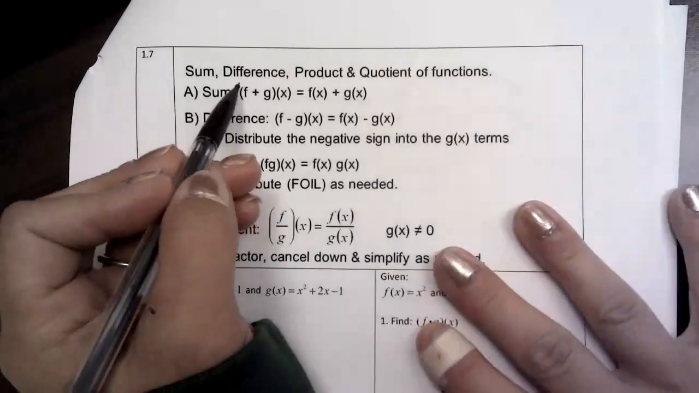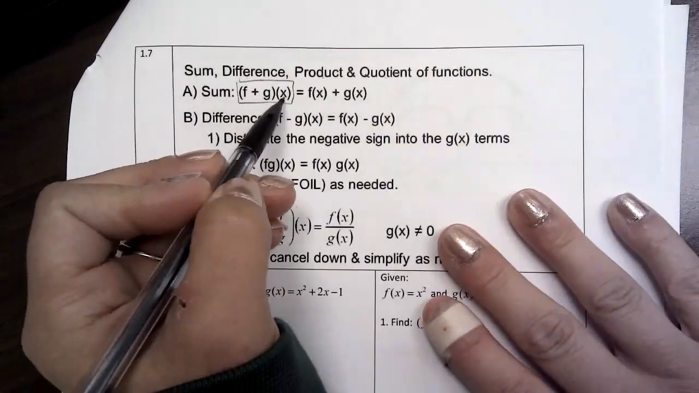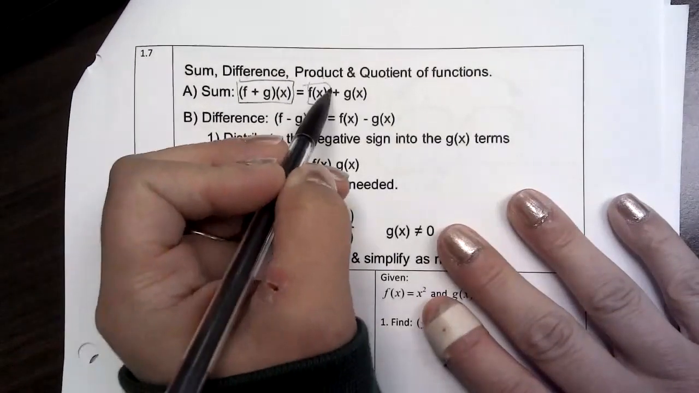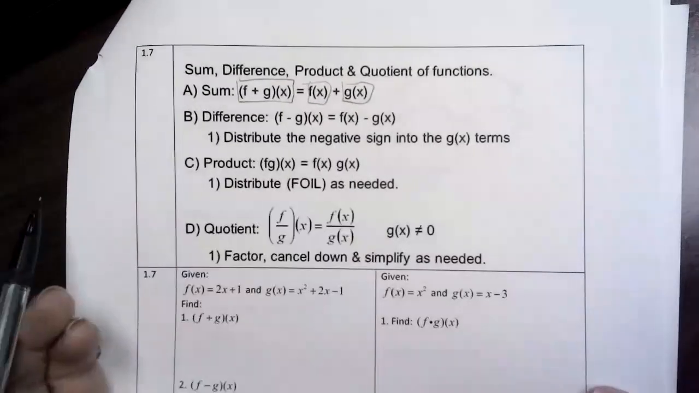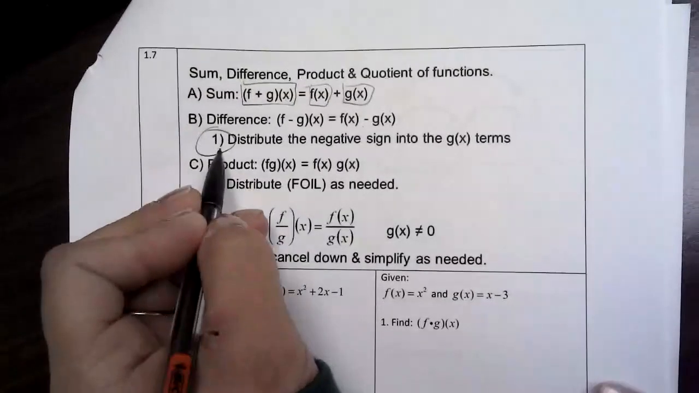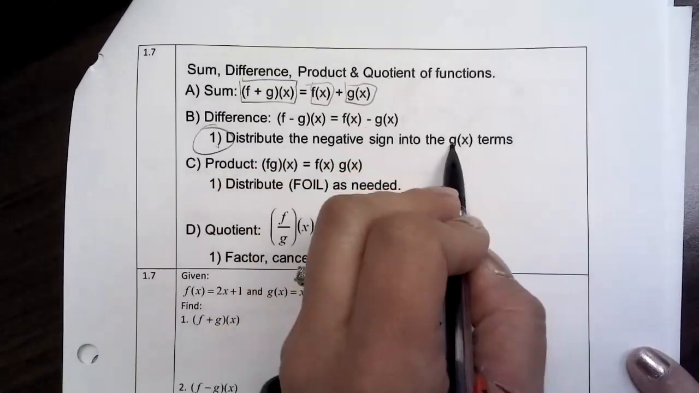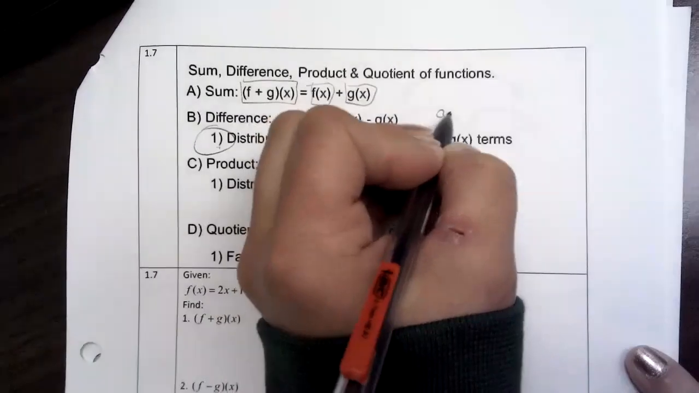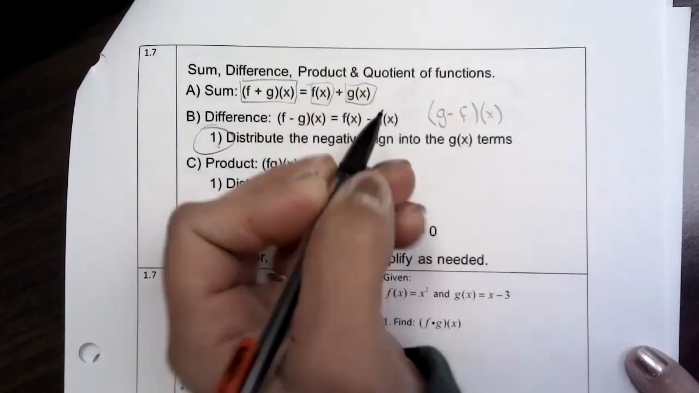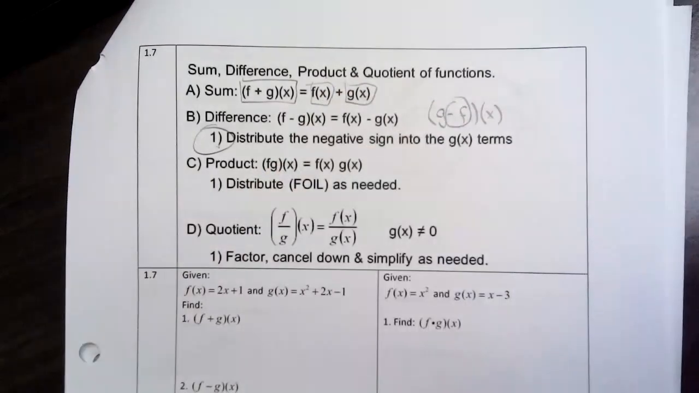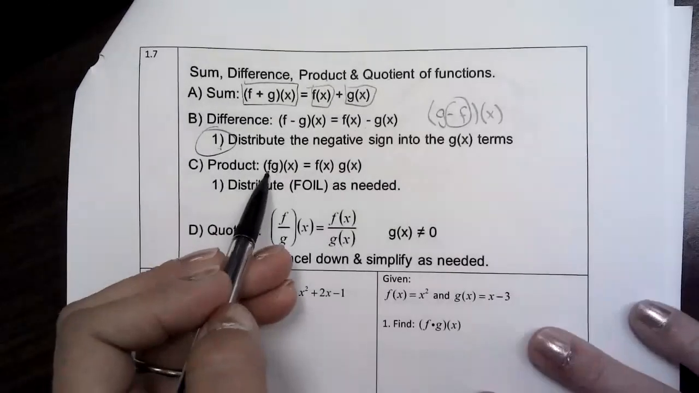If you remember, the sum of two functions you can write as f plus g of x, or you can write it out as f of x plus g of x. It means the same thing. Difference, same thing. One important thing: make sure that you distribute that negative sign into the g of x terms. Or if it's g minus f of x, make sure that you distribute that sign to all of the terms in the f of x function.